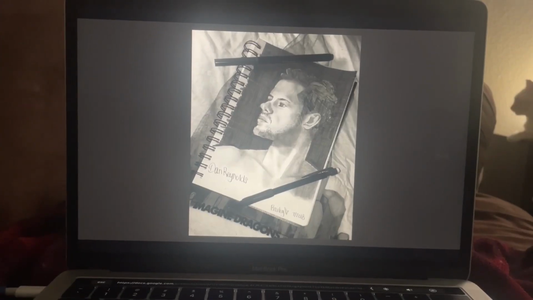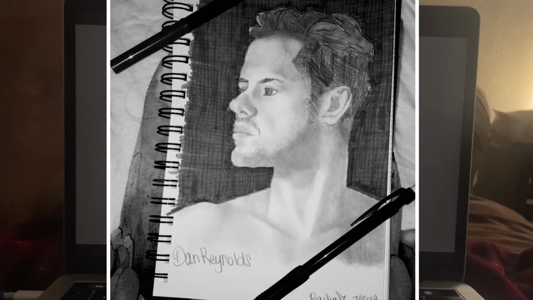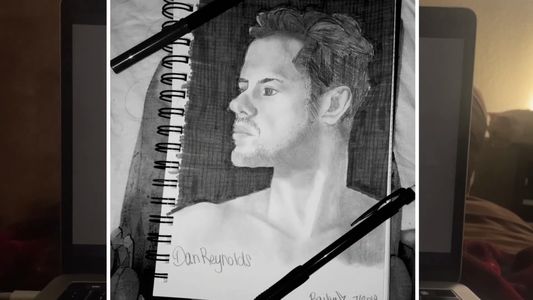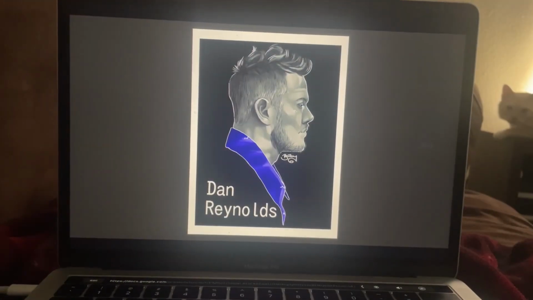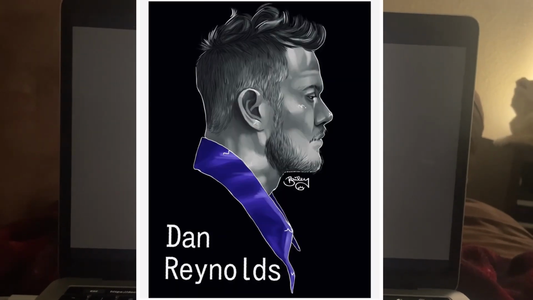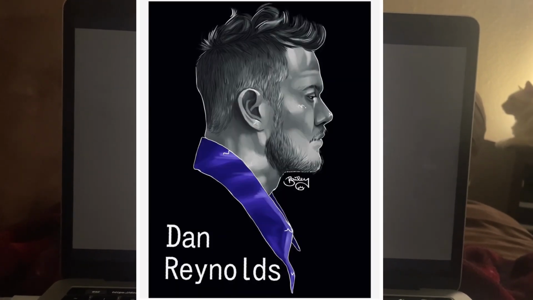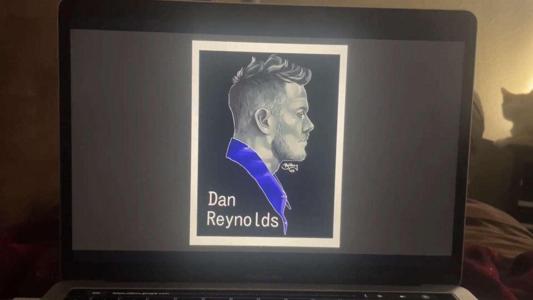This one and the next one are portraits of Dan Reynolds from Imagine Dragons. This one was done in 2018, and I remember being really proud of it when I made it. Done in 2020 or 2021, so I'm in UFIS now, and I think you can see a big improvement here compared to the improvement in the first two.